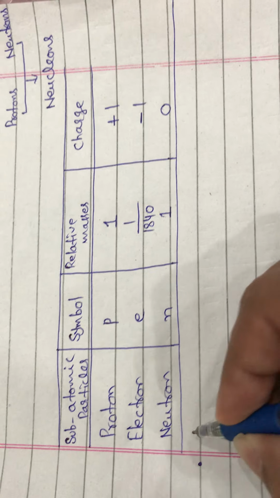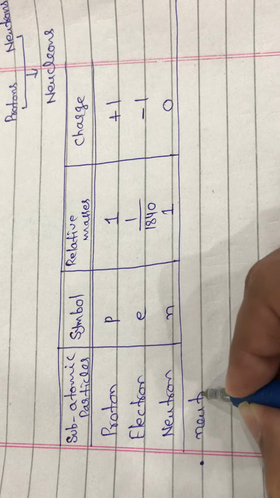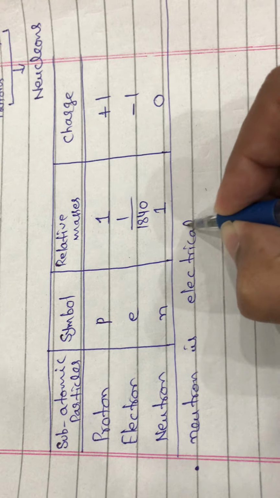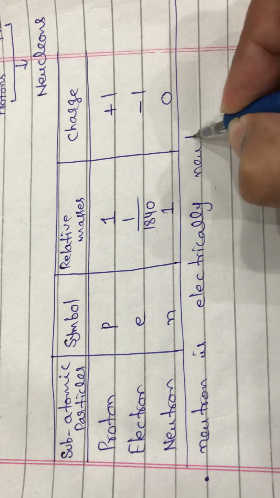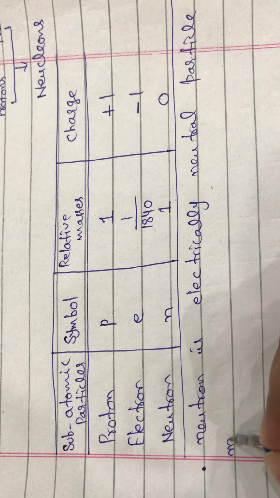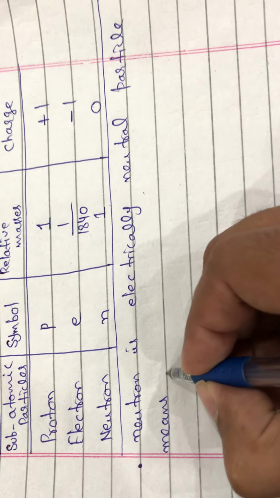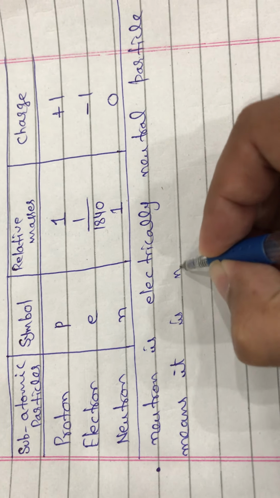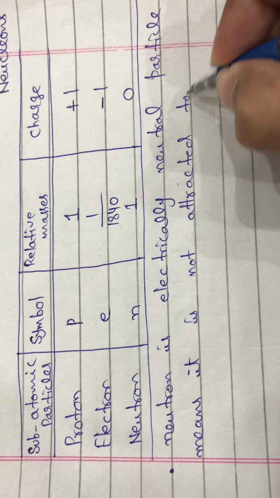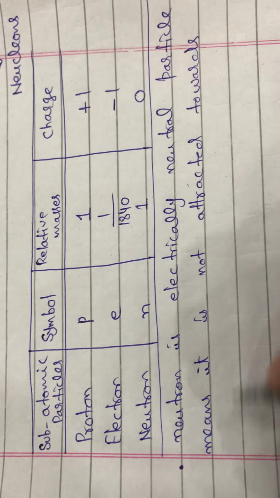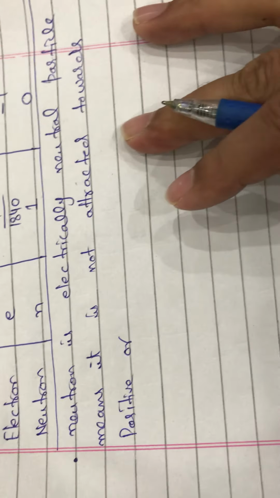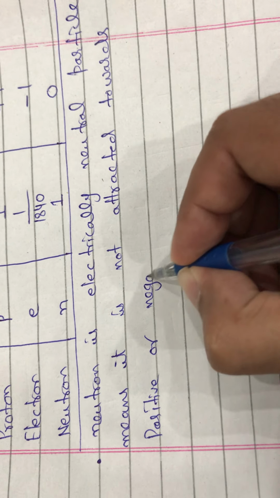So over here we can write neutron is an electrically neutral particle. Neutral particle means it is not attracted towards positive or negative particles.